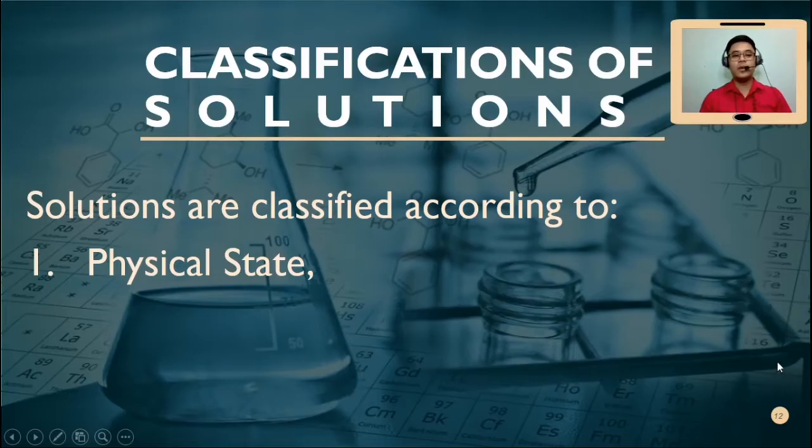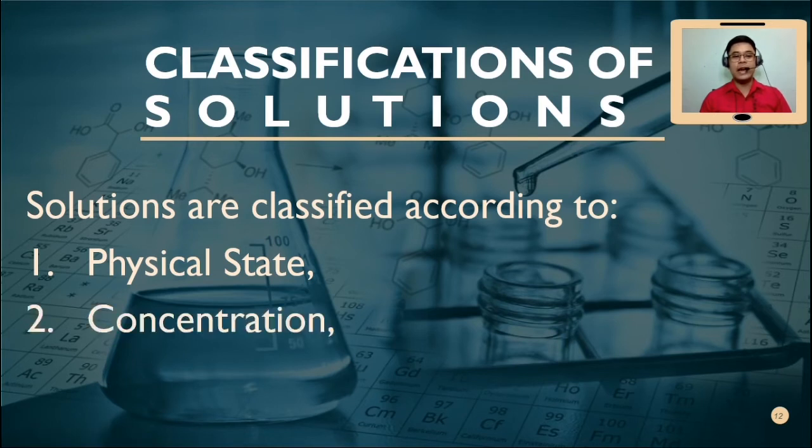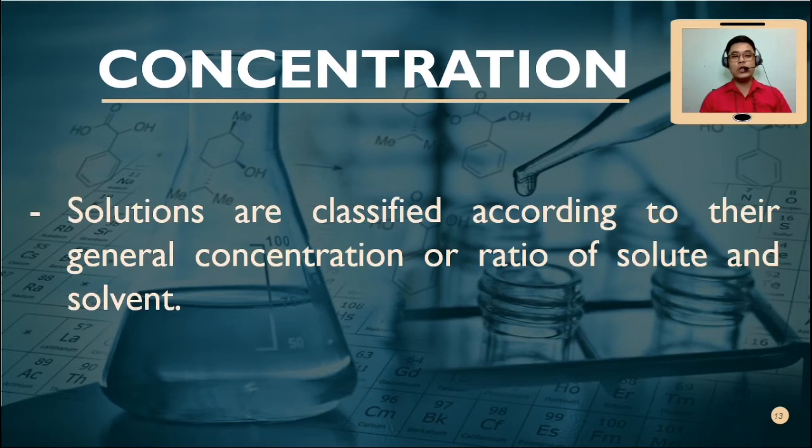So we're done with our first classification under the physical state. And now let us have the classifications of solutions under the concentration. So let us have the first one, which is that solutions are classified according to their general concentration, or the ratio of solute and solvent. So this time it has something to do with the ratio of the solute and the solvent in a given solution. And there are actually two under this concentration.